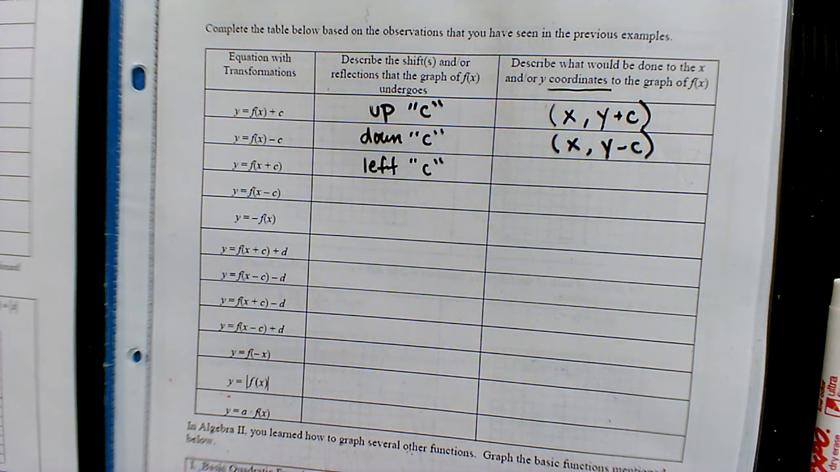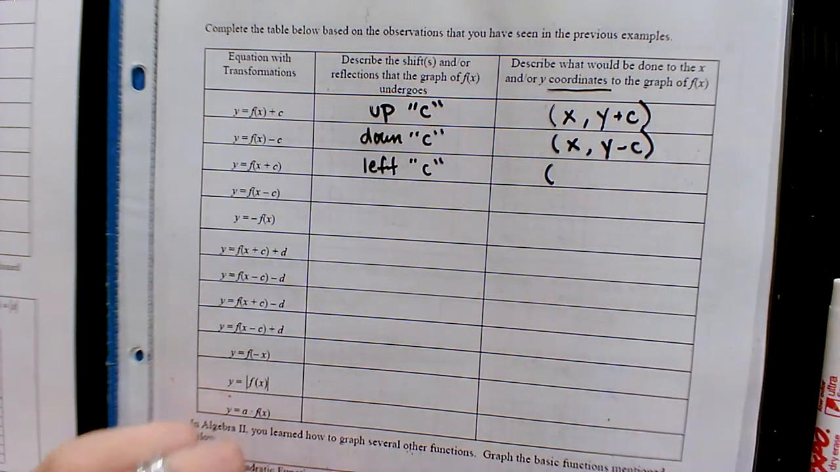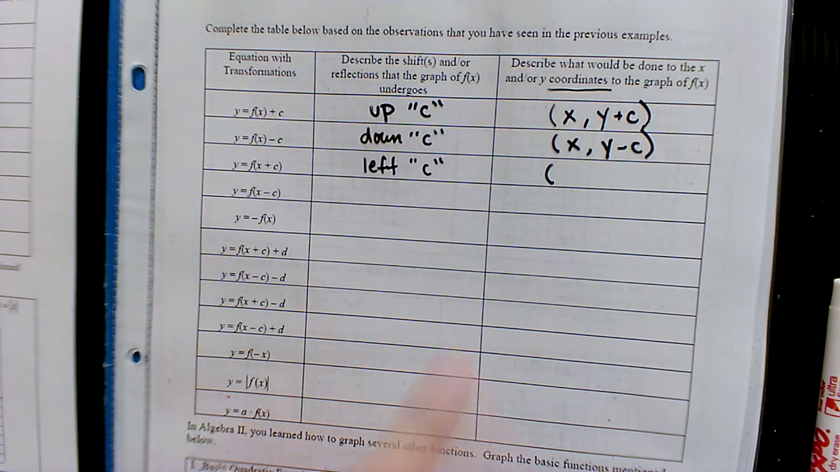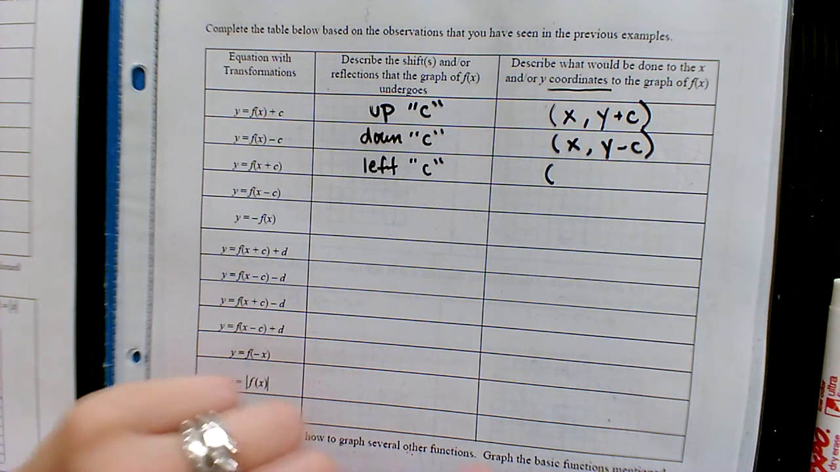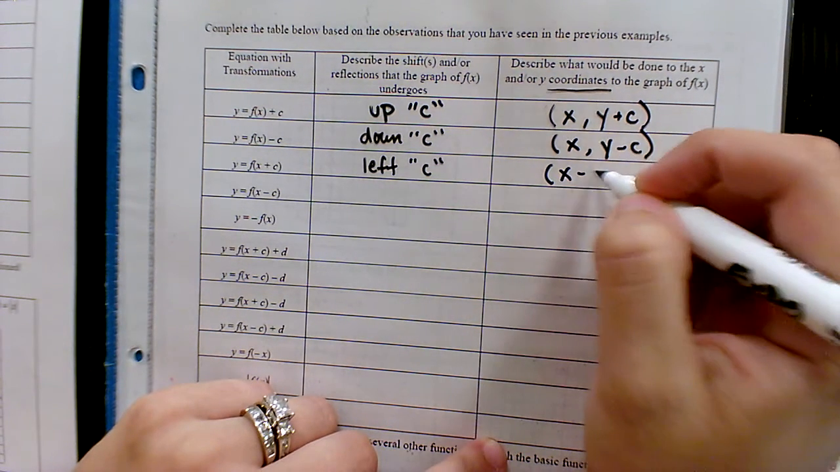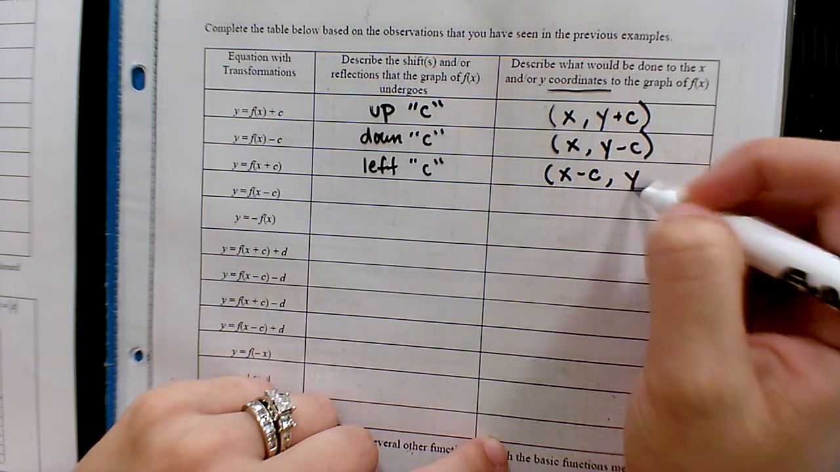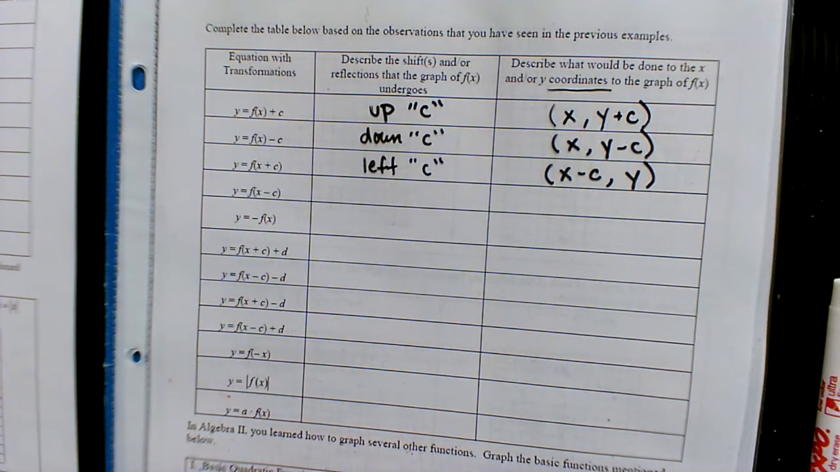How does that affect the coordinate? Are you affecting an x value or a y value if you're moving it left? Yeah. An x value. So would your x value get smaller or bigger if you're moving it to the left? Yeah. Smaller. So we would be subtracting c. Yep. But the y value would stay the same. If you're only moving it left, you're only affecting the x, not the y.